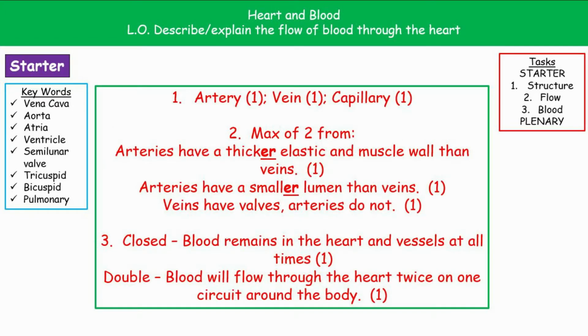Okay, let's check those answers then. So for our first question, the 3 types of blood vessel that we've got: artery, vein and capillary. Give yourself a mark for each of those that you got correct.